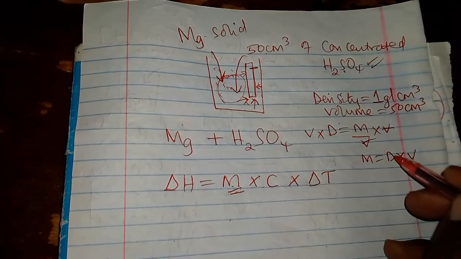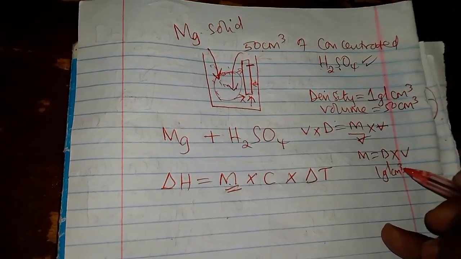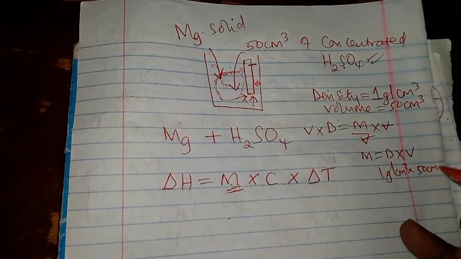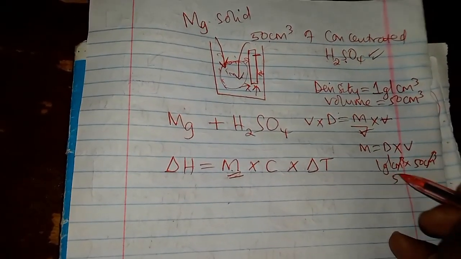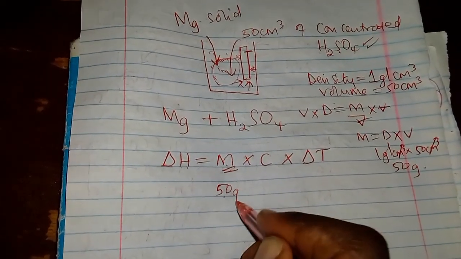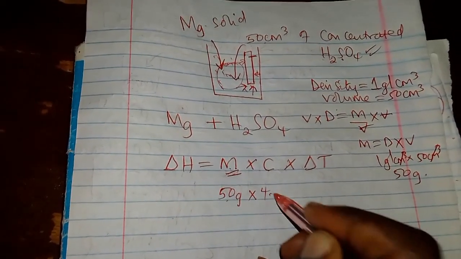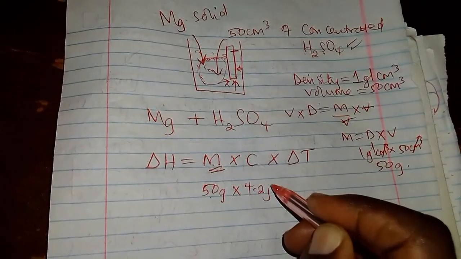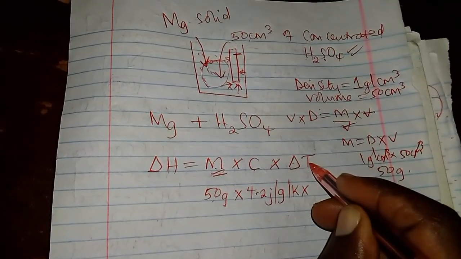So how do I get the mass? I'll take the density, 1 gram per centimeter cubic, multiplied by the volume, 50 centimeters cubic. The centimeters cubic will disappear. What do I have? 50 grams. Good. So I'm going to say 50 grams as the mass multiplied by the specific heat capacity, which is 4.2 joules per gram per Kelvin, multiplied by the change in temperature.